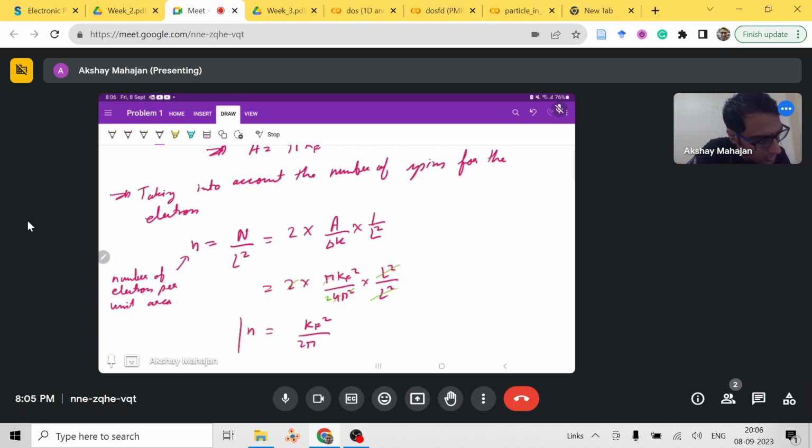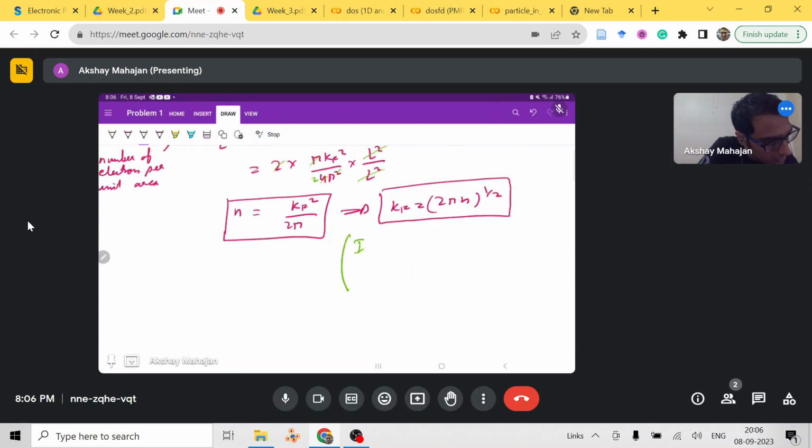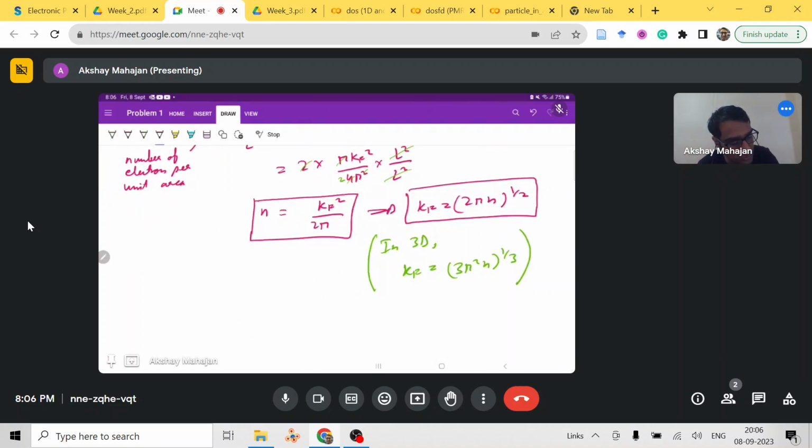So n is equal to kf square upon 2 pi, or from the same, I can write kf as (2 pi n) to the power 1 by 2. Remember in the 3D case, we had kf equal to (3 pi square n) to the power 1 by 3. So that is the difference between 3D and 2D. Alright, let's go to part B.